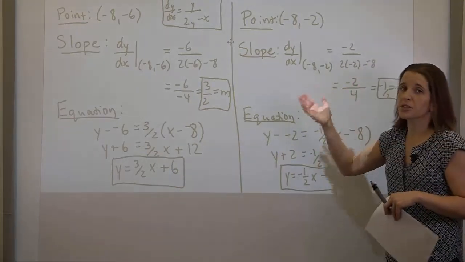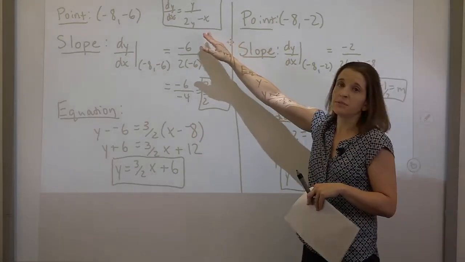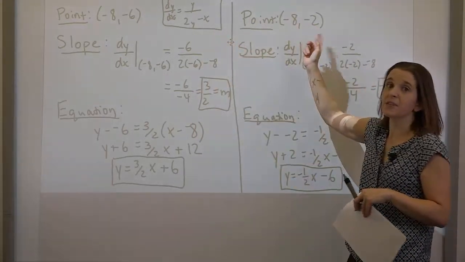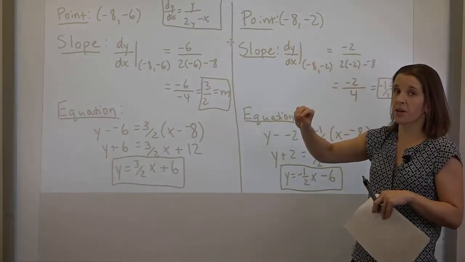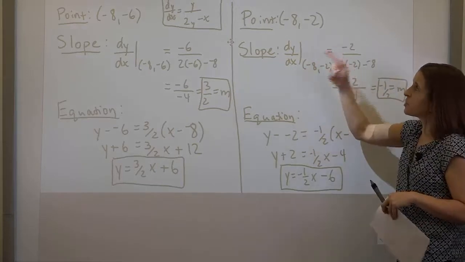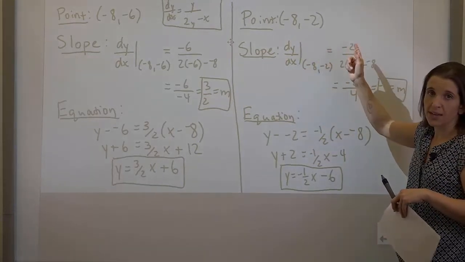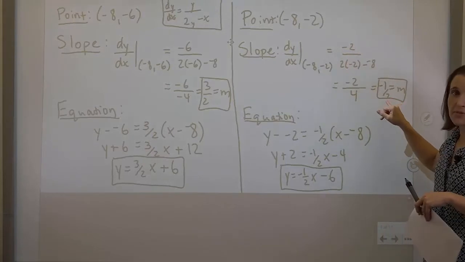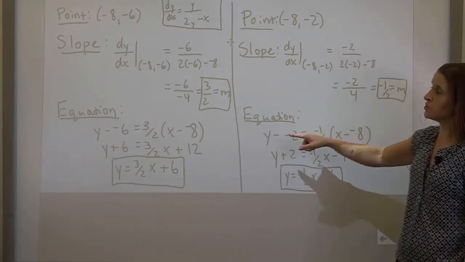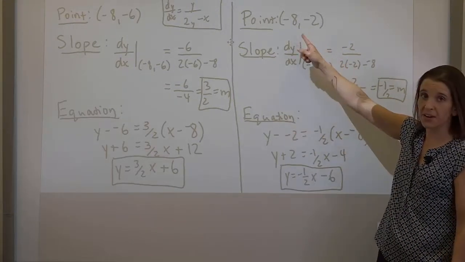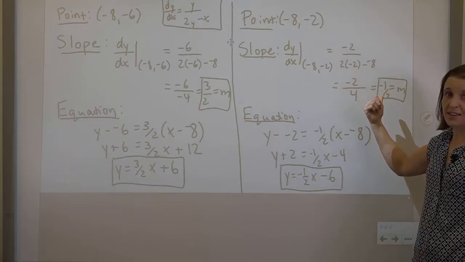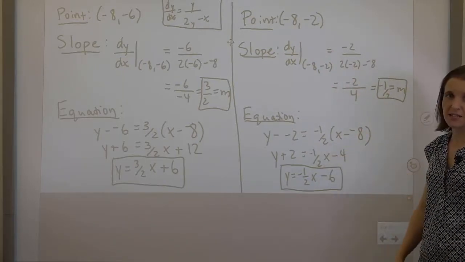Then you can see we're just redoing that. We still have the same derivative, but we're evaluating it at a different point to get the slope at that point, because it will be different, and replacing our x's with -8, our y's with -2, and we get a slope of -1/2, and now we are using this point and its corresponding slope to write the equation of the tangent line.